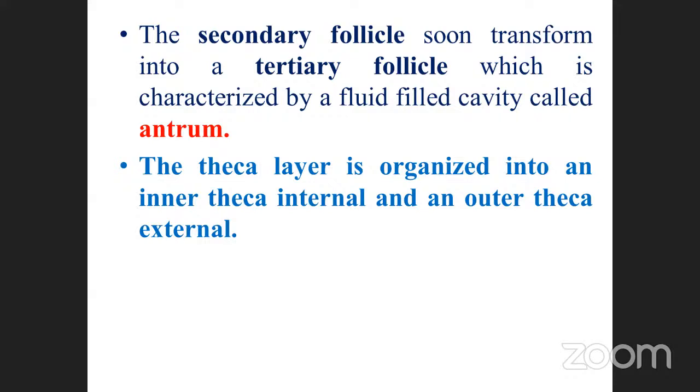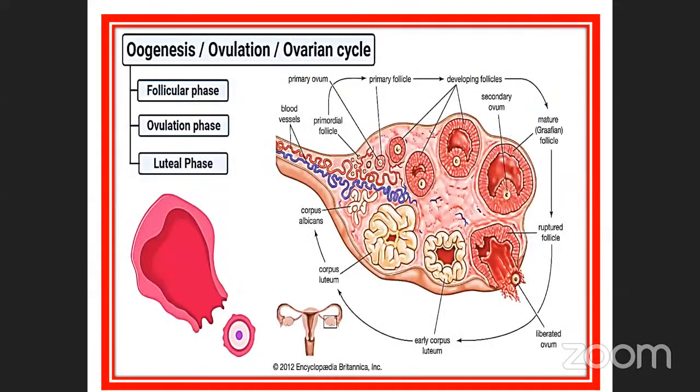What is theca? It is nothing but a layer. Present inside, that is the internal theca; if it is present outside, that is called the outer theca. Theca is nothing but the layer surrounding the follicles. That is very, very important. See here, these are the phases of oogenesis and the ovarian cycle. They may be divided into follicular phase, ovulatory phase, and luteal phase. When you study the menstrual cycle, these phases also come.